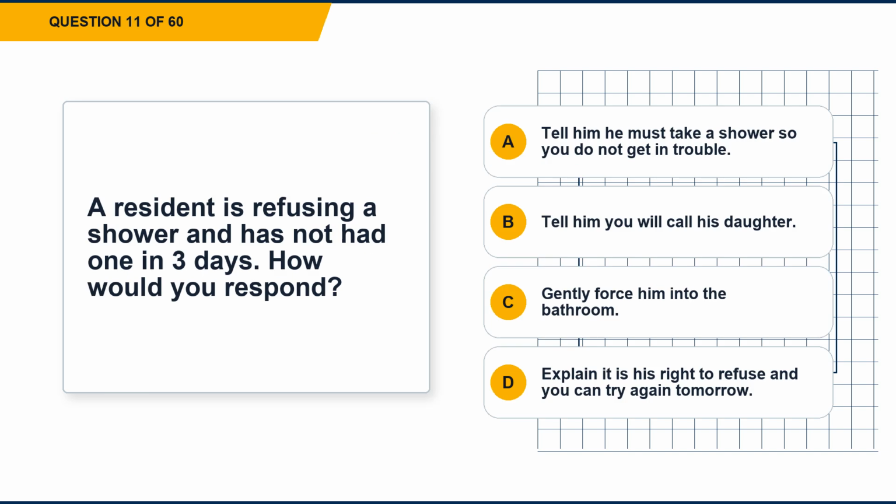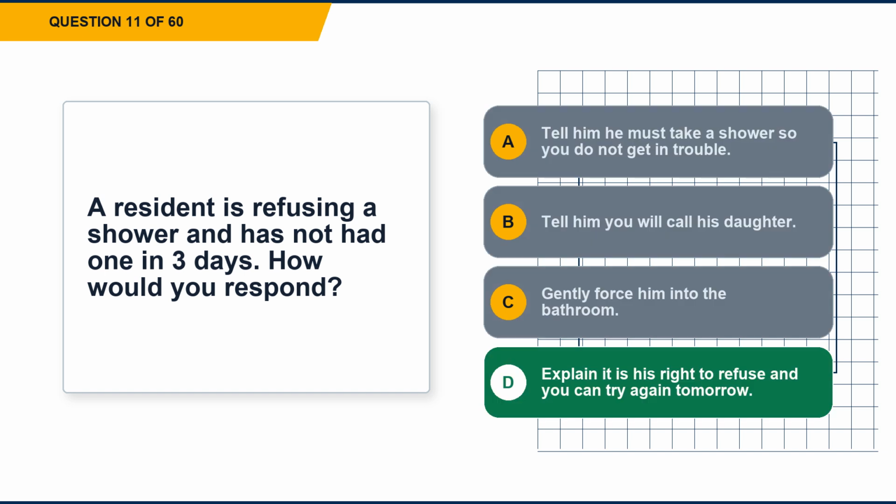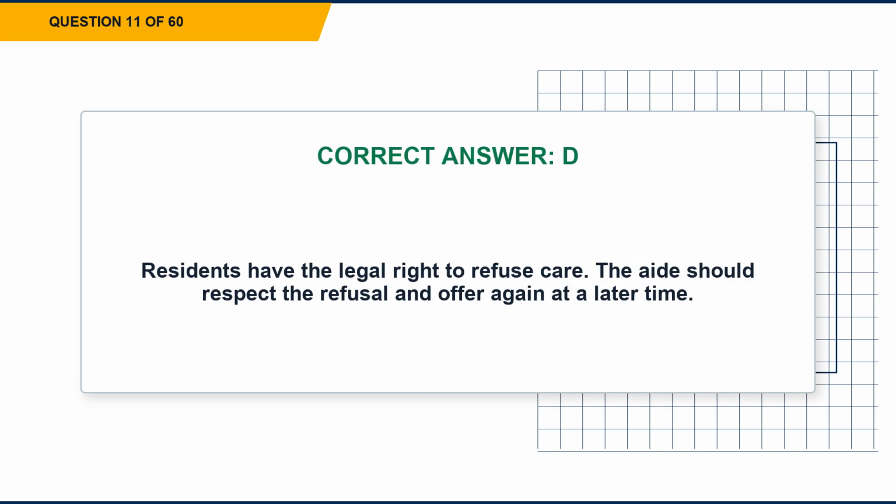Question 11. A resident is refusing a shower and has not had one in 3 days. How would you respond? Option A, tell him he must take a shower so you do not get in trouble. Option B, tell him you will call his daughter. Option C, gently force him into the bathroom. Option D, explain it is his right to refuse and you can try again tomorrow. The correct answer is option D, explain it is his right to refuse and you can try again tomorrow. Explanation. Residents have the legal right to refuse care. The aide should respect the refusal and offer again at a later time.